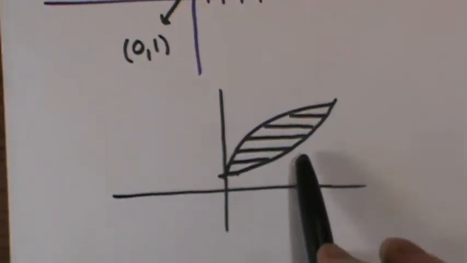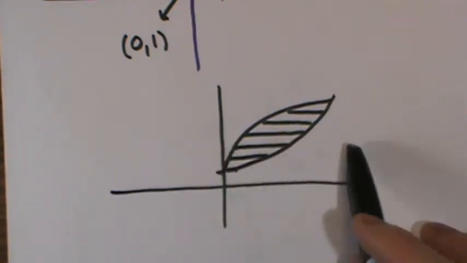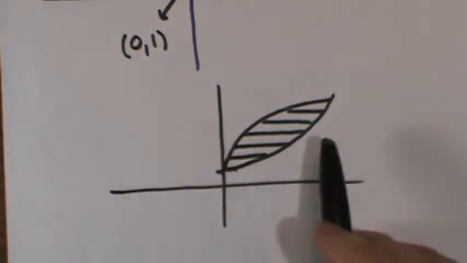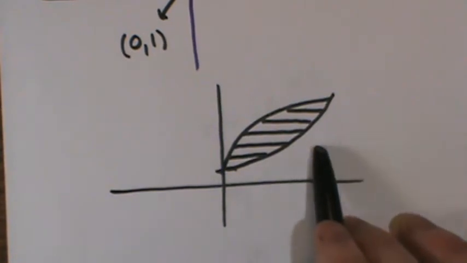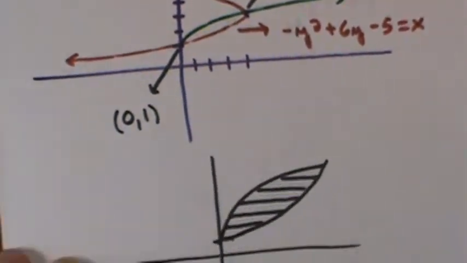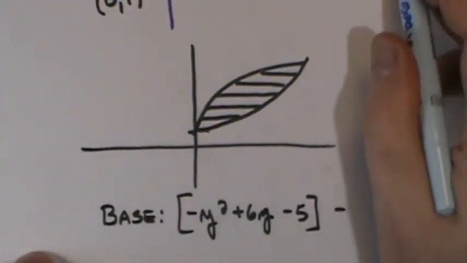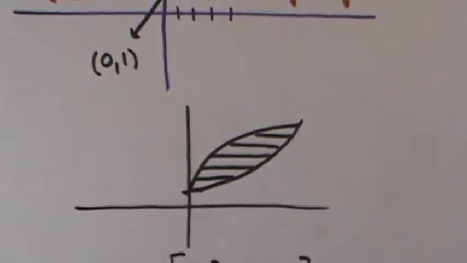So I have to establish what my base would be. When you are slicing into the y-axis, you have to go right minus left. My rightmost function is that red one. So I'm going to establish my base. My base will be negative y squared plus 6y minus 5. Then I have to subtract the y minus 1 quantity squared.